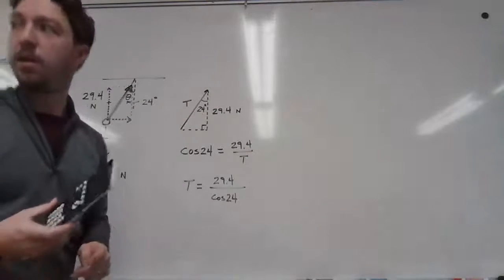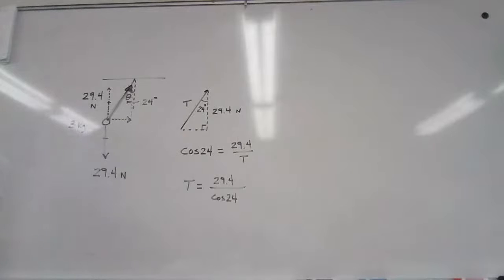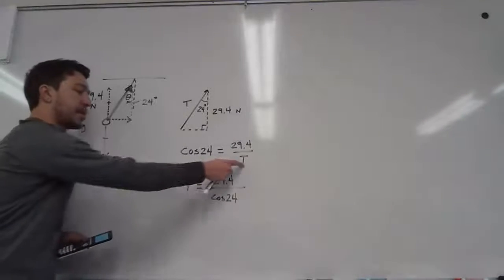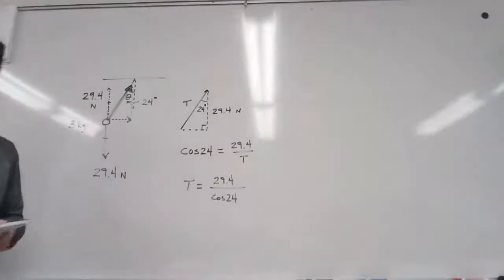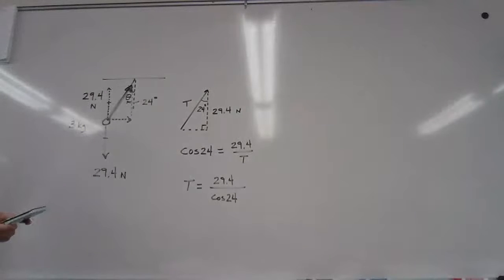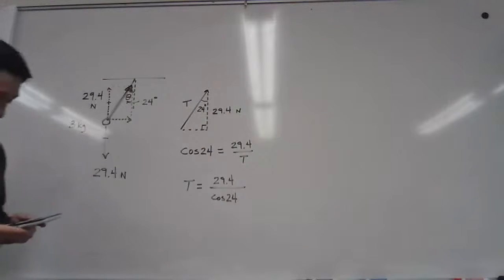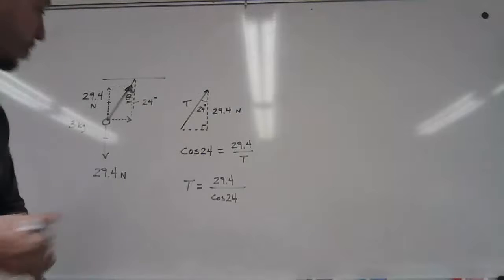So you did two divisions. Well, multiplied it up and divided it. Yeah, exactly. Multiplied it up, then divided by the cosine of 24. So I take 29.4 divided by the cosine of 24, and you get 32.2.